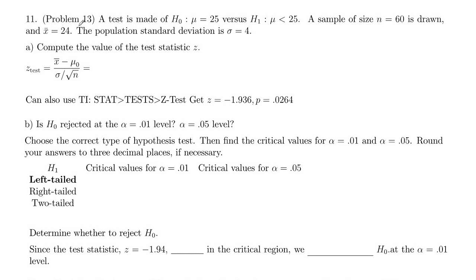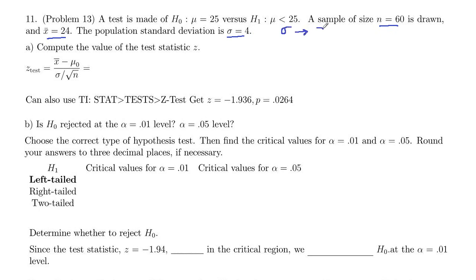This example is like problem 13 in the exam 3 review. We are performing a hypothesis test of mean equals 25 against mean less than 25. We have a sample size here of n equals 60. Our sample mean for that sample of 60 was 24, and population standard deviation is 4. So we are given the population standard deviation.